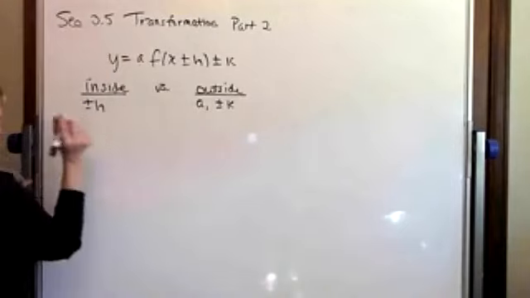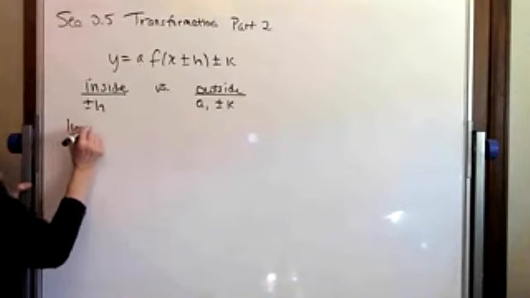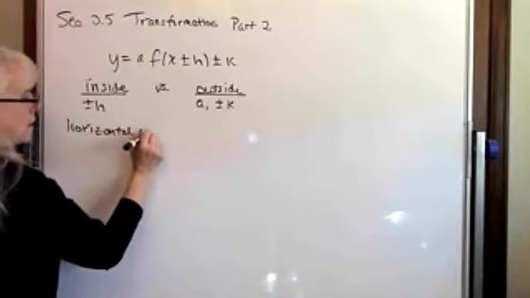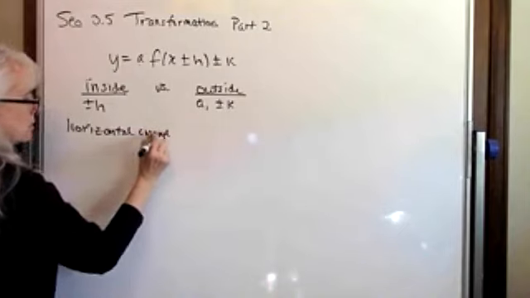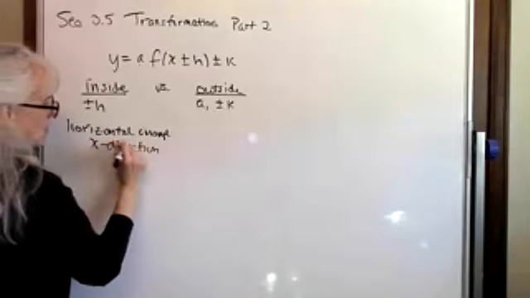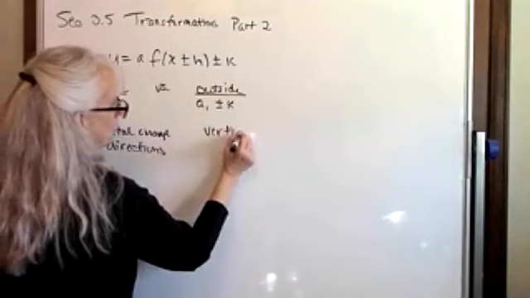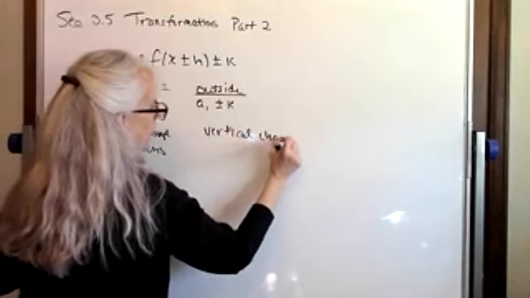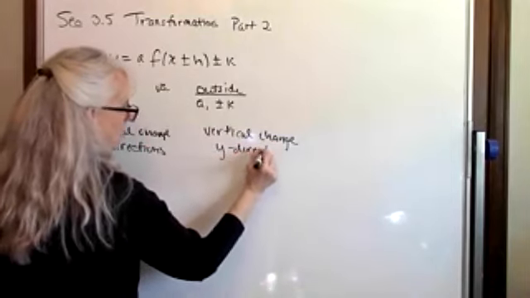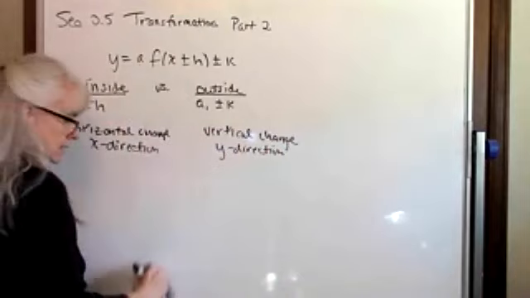If it changes on the inside, then it is a horizontal change, and that means it's in the x direction, where it's changing the x values. If the change is on the outside, then it's a vertical change, which is a change in the y direction. So inside x, outside y, inside x, outside y.